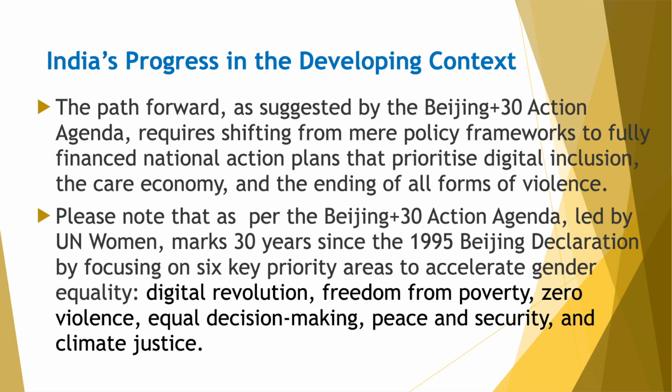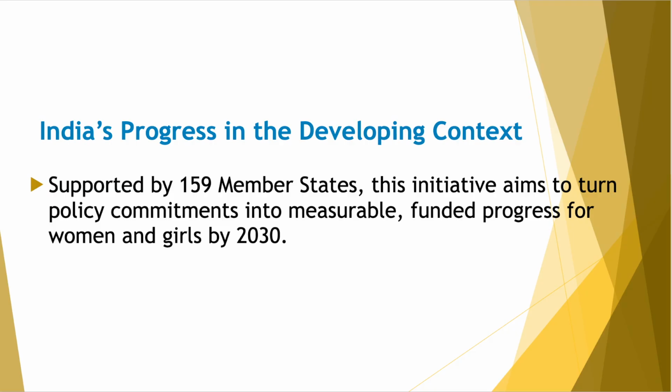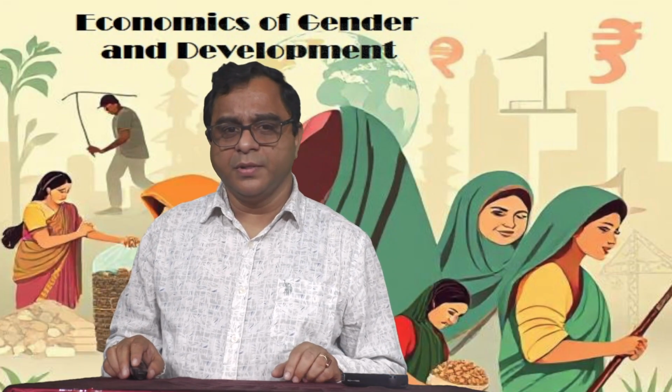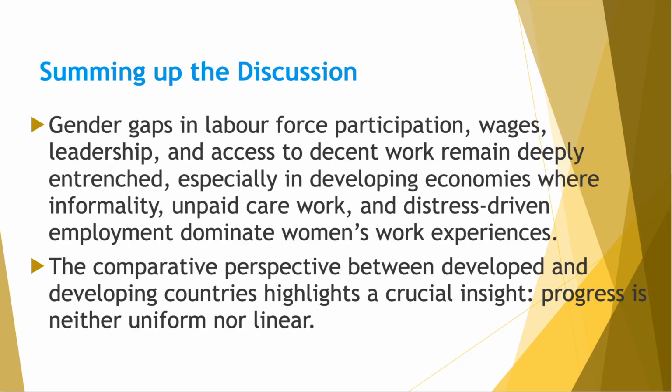And please note that the Beijing Plus 30 Action Agenda, led by UN Women, marks 30 years since the 1995 Beijing Declaration by focusing on 6 key priority areas to accelerate gender equality: digital revolution, freedom from poverty, zero violence, equal decision making, peace and security, and climate justice. So, supported by 159 member states, this initiative aims to turn policy commitments into measurable, funded progress for women and girls by 2030.